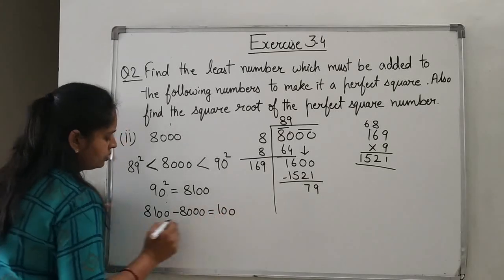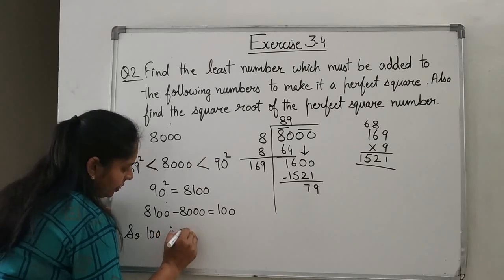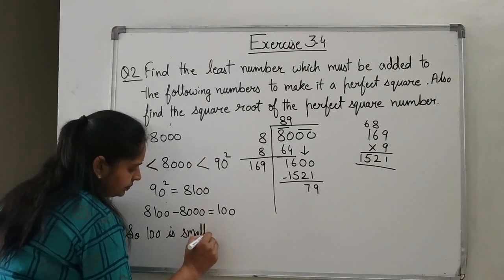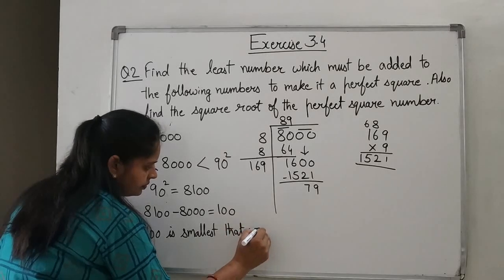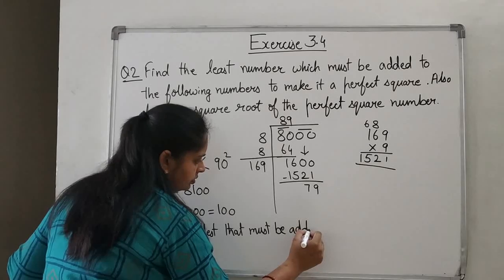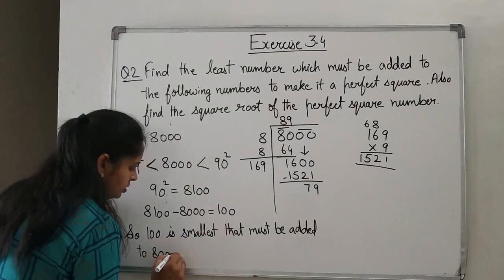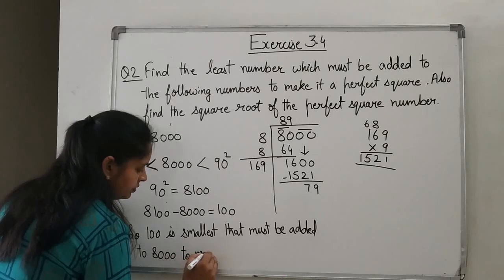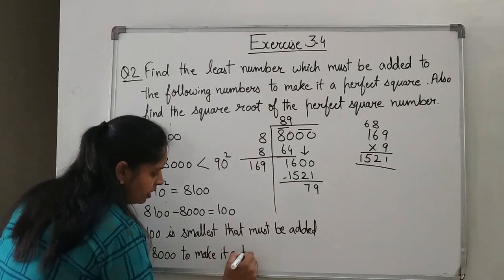100. So 100 is the smallest number that must be added to 8000 to make it a perfect square.